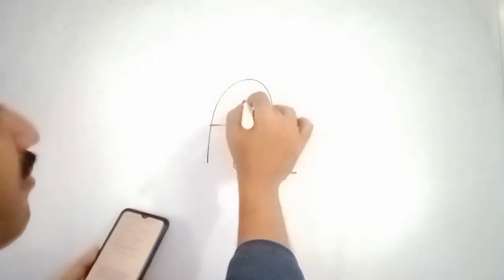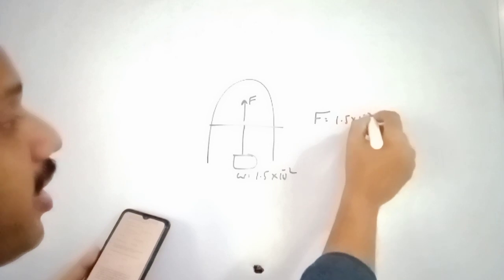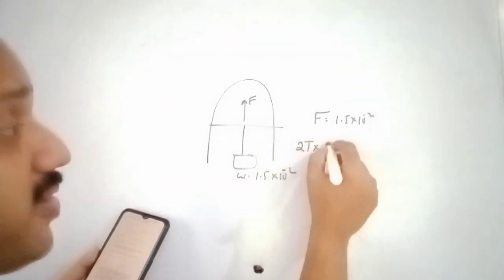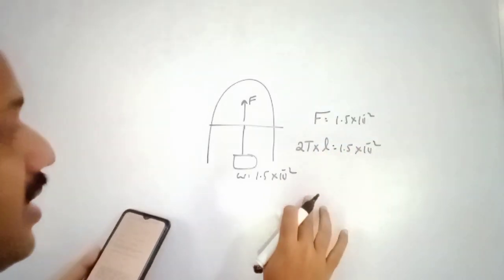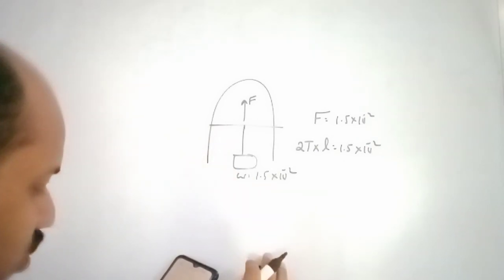This is supported by force due to surface tension, therefore F is equal to 1.5 into 10 raised to minus 2. It is a film, therefore 2 surfaces will be there, so 2 times surface tension times length, that is 1.5 into 10 raised to minus 2. That's the thing you have to be careful about. So a film has 2 surfaces. Now what is the thing given?